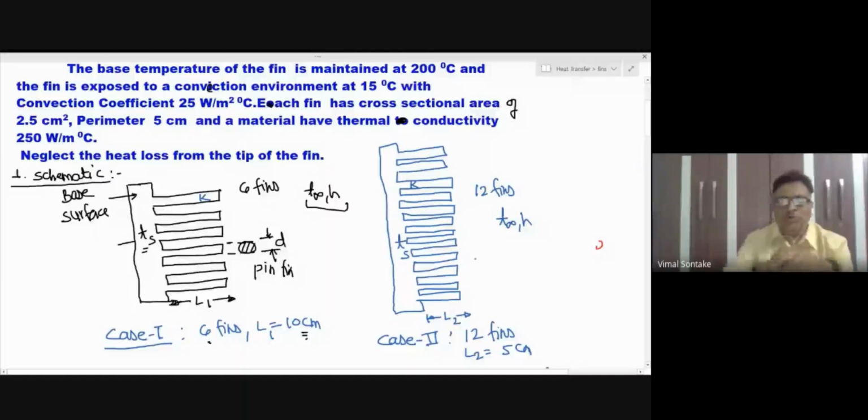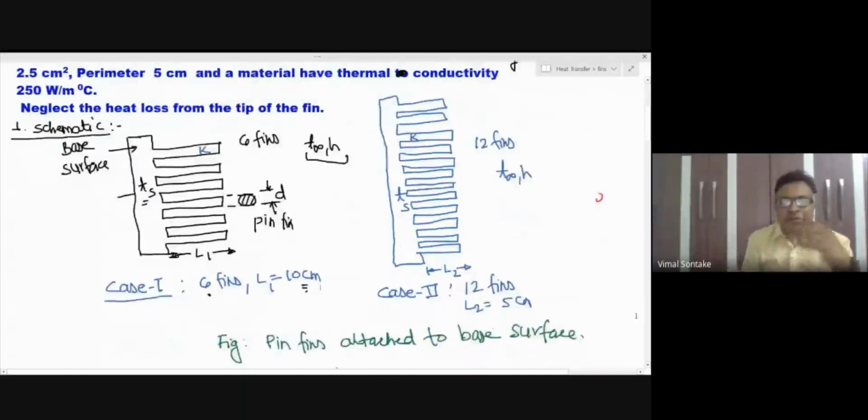In case 2, now fins of same diameter but 12 numbers are connected to the same base surface at temperature Ts, but their length is 5 centimeter now. Okay, so case number 2 is 12 fins of 5 centimeter length connected to the same base surface. So you are supposed to calculate what will be heat transfer rate from this arrangement of the fin and heat transfer rate from second arrangement of the fin.